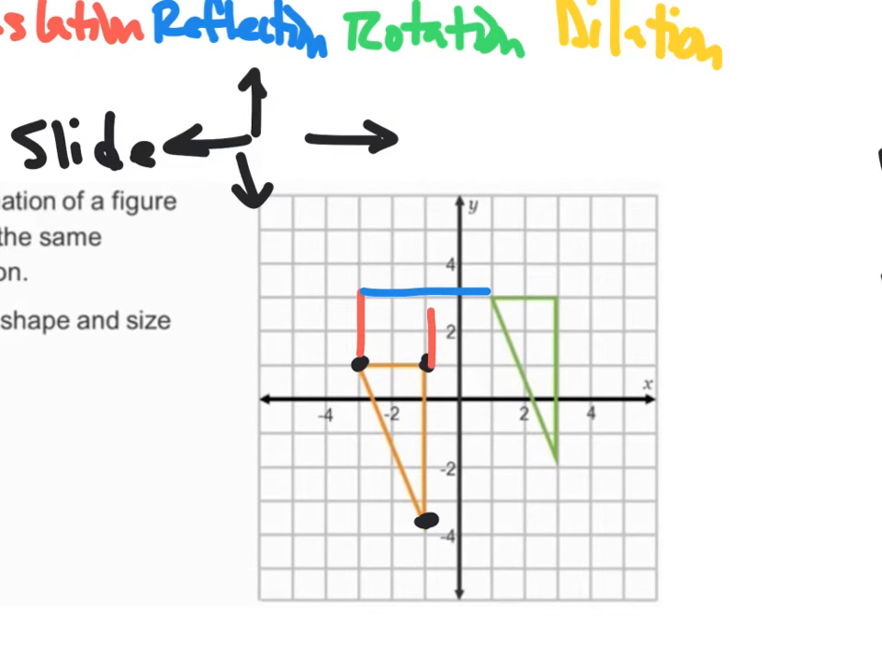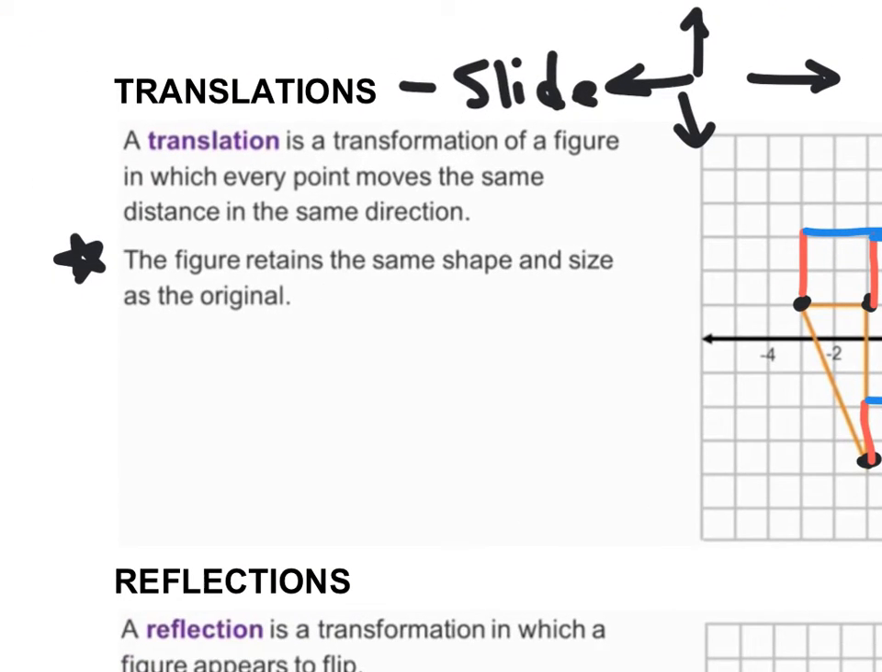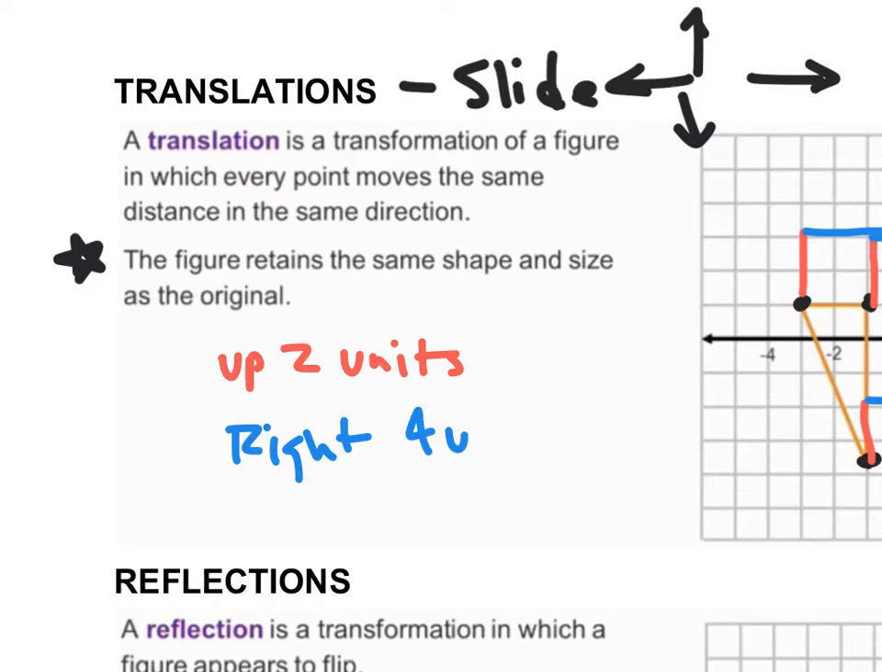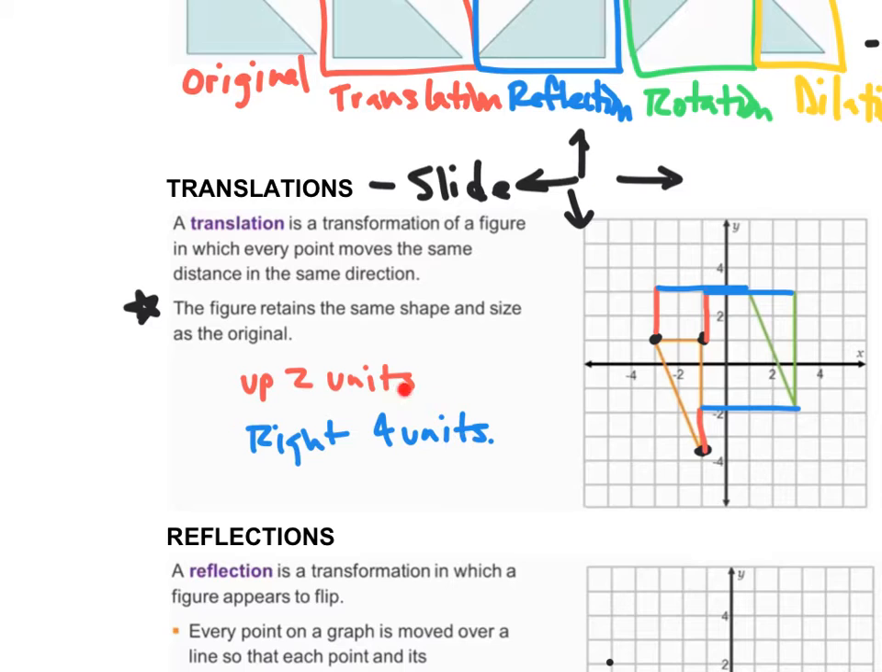Here, I would go up 2 units and over 4. Here, I'm going up 2 units and over 4 to get to my next point, okay? So in this translation, my vertical movement is up 2 units, and then right 4 units, okay? And that tells me what I'm doing. So this is my rule, all right?